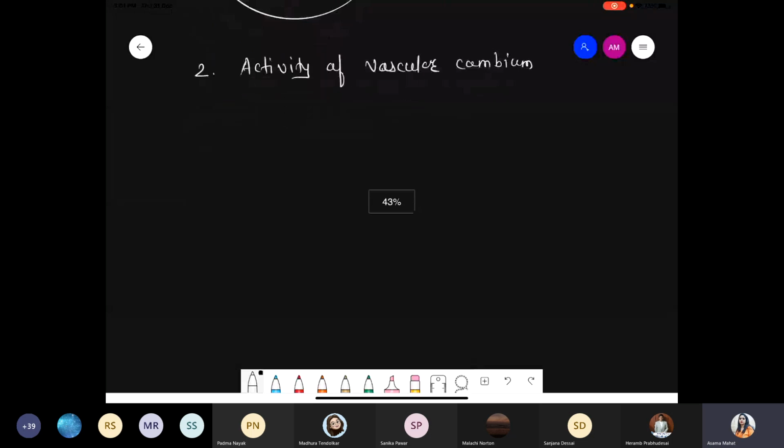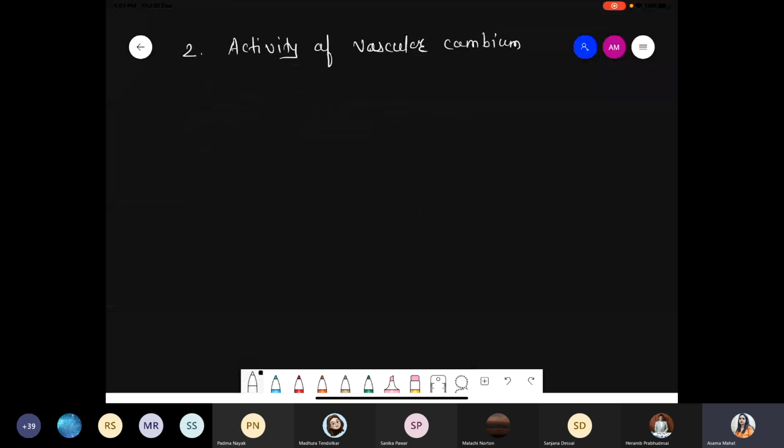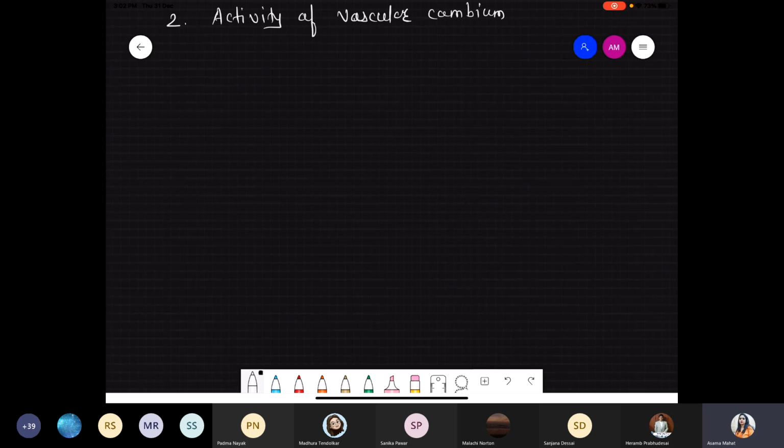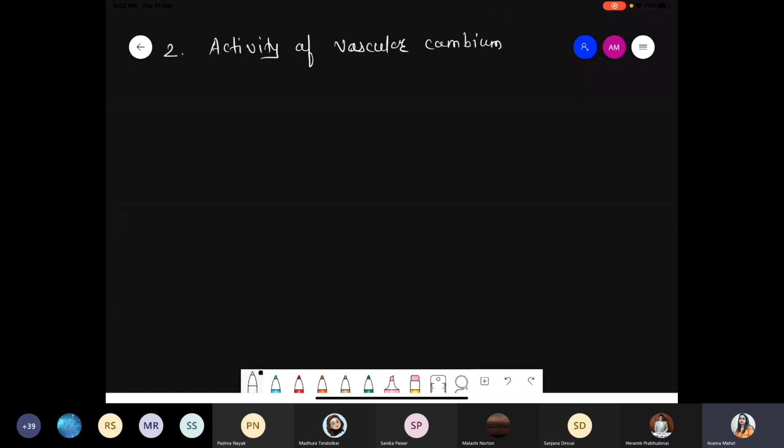Activity of vascular cambium. So just stop writing and listen carefully, because ये step बहुत important है, because you have to remember sequence from outer to inner, and यहाँ से बहुत सारे questions design होते हैं. So please stop writing. I'll give the time. Vascular cambium is a part of the secondary meristem. Secondary meristem means they can form new cells of the xylem, new cells of the phloem.